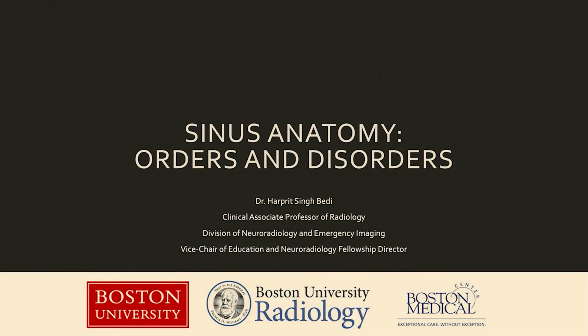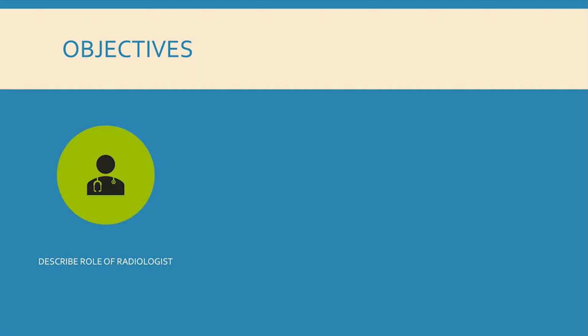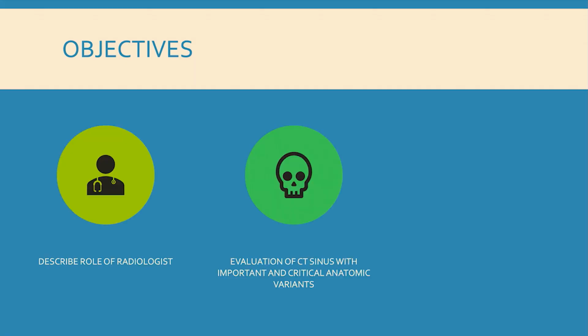Listen, we're trying to get past the mild diffuse sinus disease impression. Done. We're going to get past that and get to a lot more details this morning. So we're going to describe the role of the radiologist in critical evaluation of the sinus CT with critical anatomic variants. That's really what I want you to take home from today: critical anatomic variants. And I'm going to talk a little bit about structured reporting.